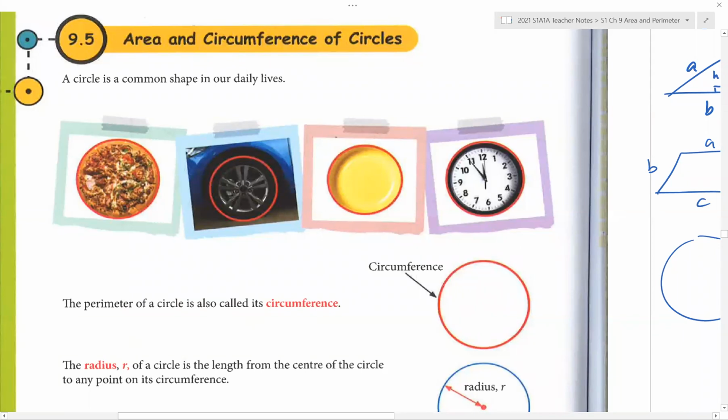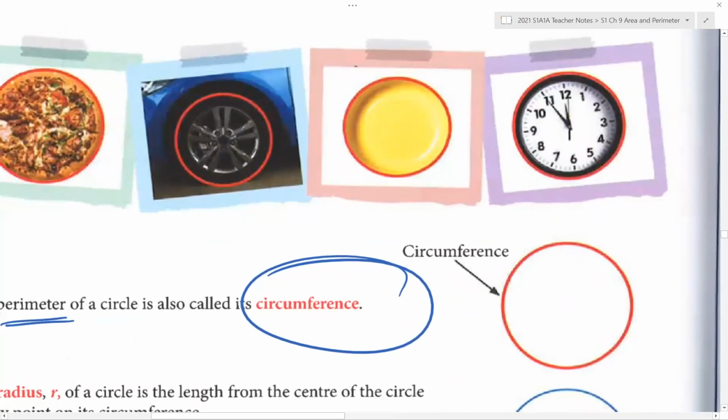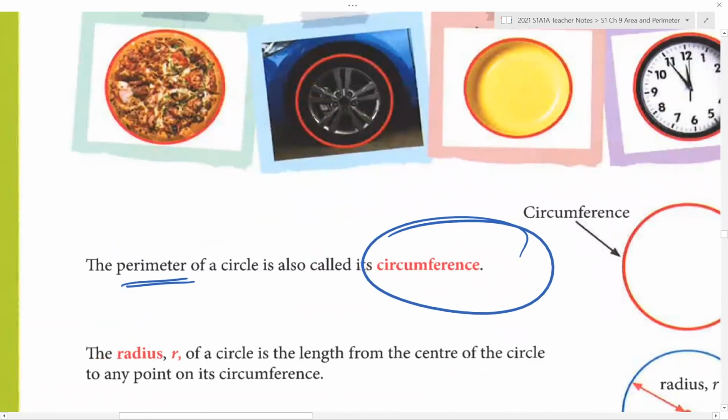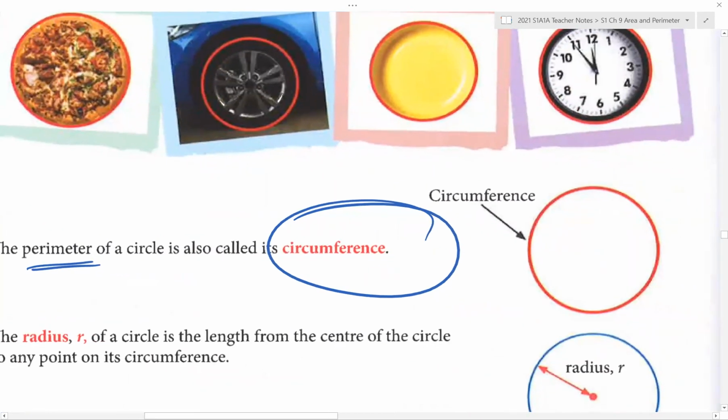The perimeter of a circle has a special name. It is called a circumference. No need to know how to spell, but when I say the word circumference, you need to know I'm referring to the perimeter of a circle. So we can use a ruler to measure straight lines. How do we measure the distance for a circle? One way is you use a string. You try and outline that circle, and then you measure the string on the ruler.